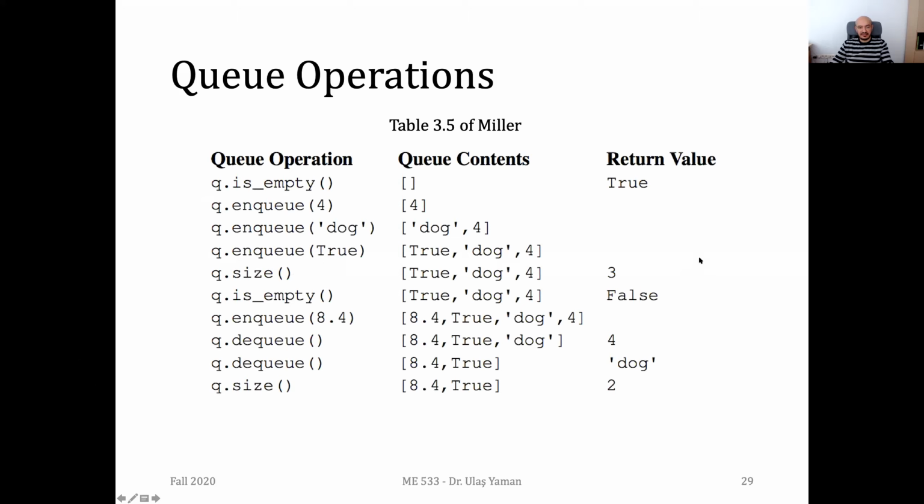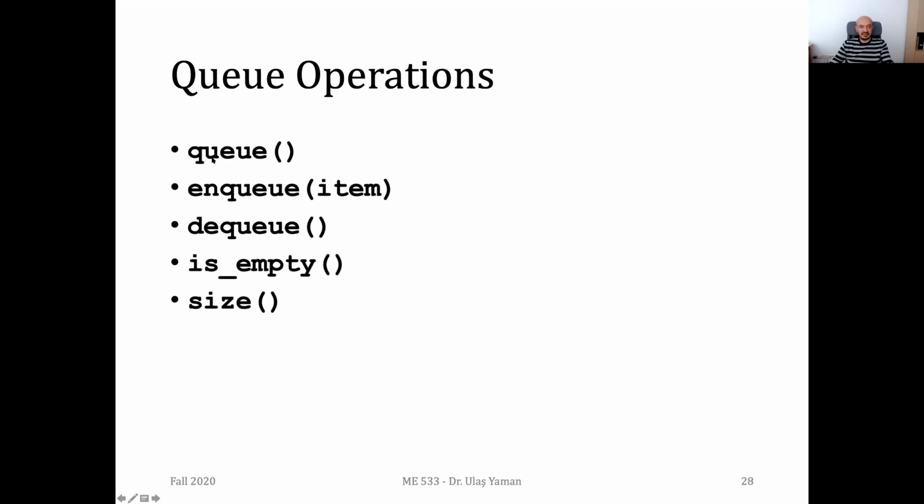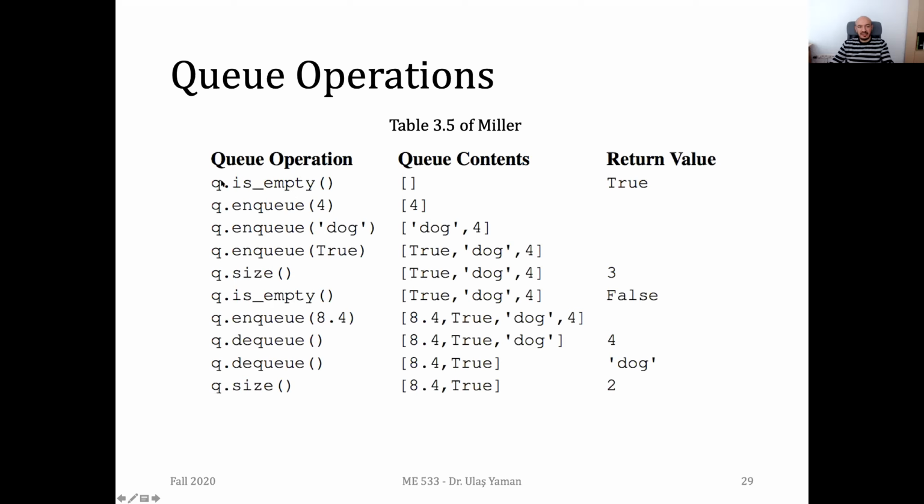So here you see an example. We have similar items as in the stack data structure. So we start with an empty one. We create a queue data structure by using this queue operation. And after that, the first operation is about the emptiness. We are checking whether this one is empty. Yes, it is empty. It returns a true value.